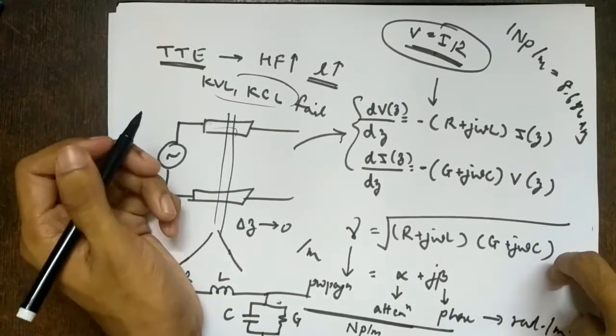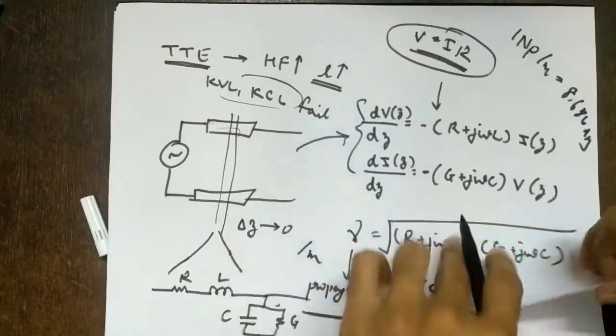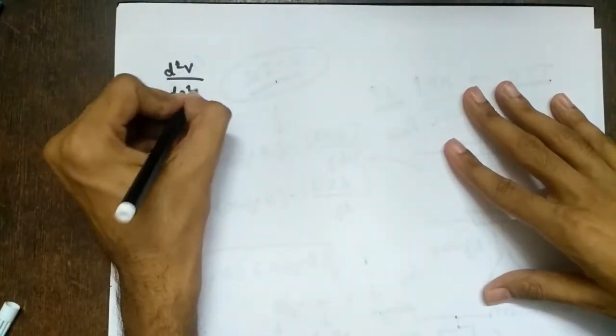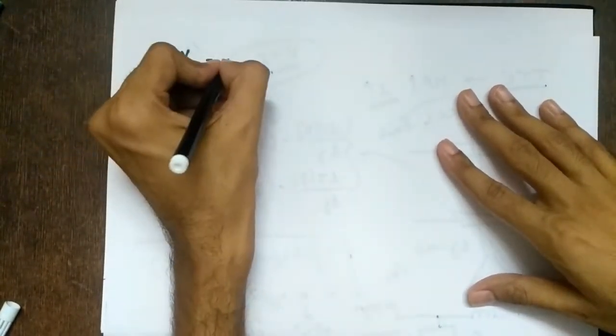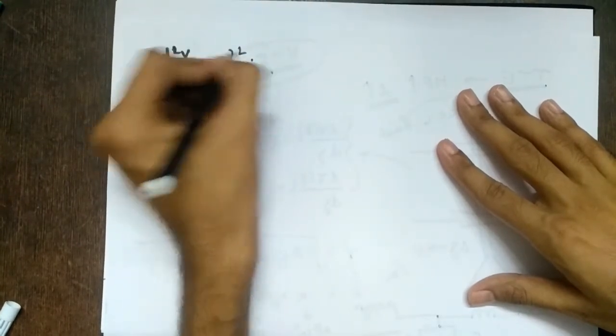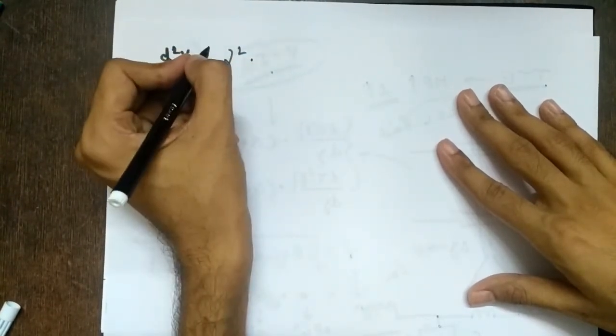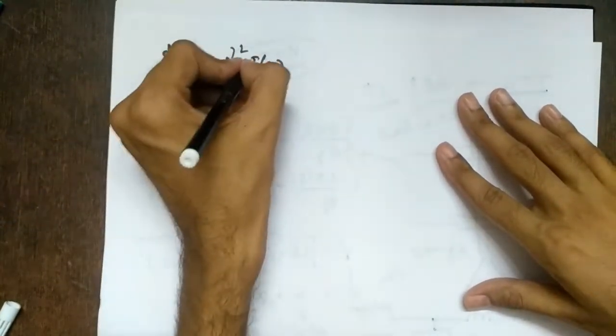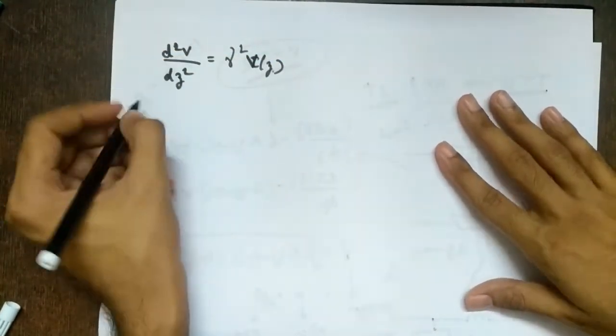Then we have dV by dz, and differentiating again we get d square V by dz square. We said that d square V by dz square is equal to gamma square times V of z. This is a differential equation of order 2 in V of z. Similarly, we can write it for I.